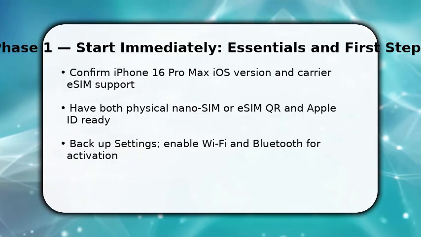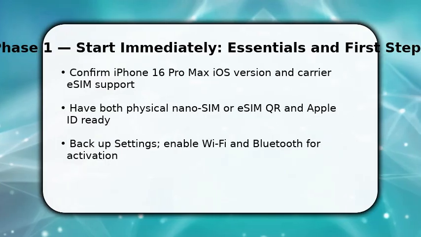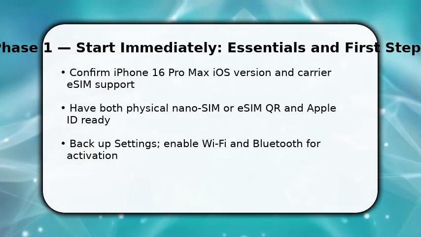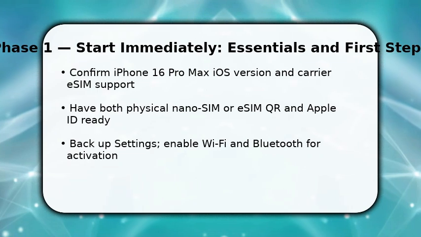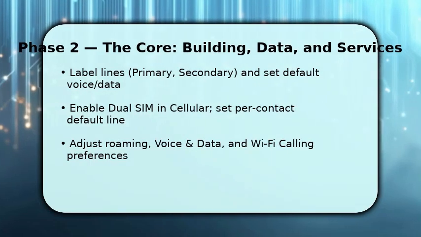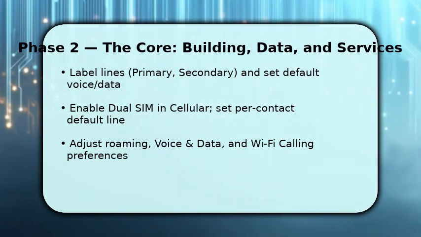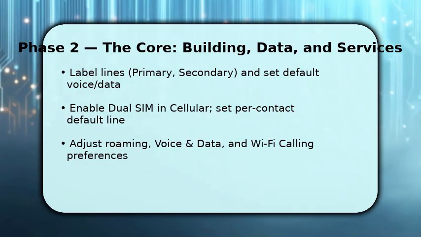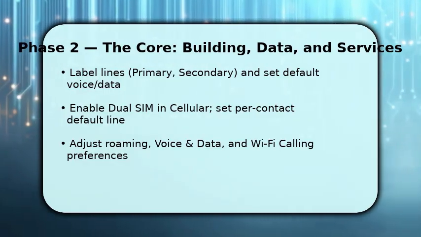If you have a physical SIM, insert it now alongside configuring the second line. These first steps get both lines recognized, so you can assign labels next. Once both plans appear, label each line so you know which is primary and which is secondary. Touch Cellular plans, then edit labels.